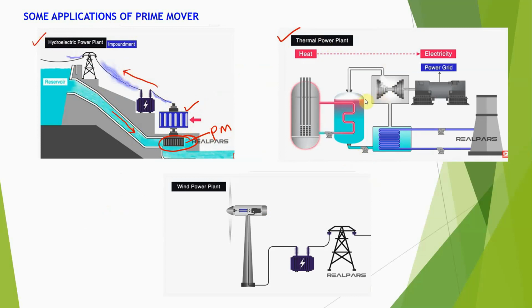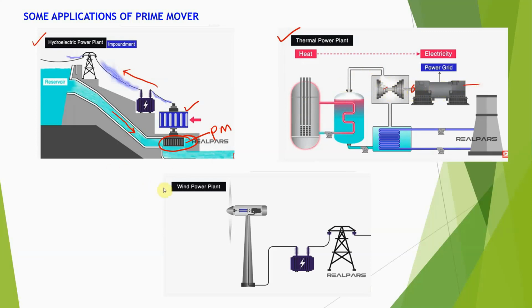Now, we also have a thermal power plant, right? We have the steam generated by the thermal power plant. Sometimes it can be natural steam in some part of the world. So it will go to the steam turbine. A steam turbine will rotate and it is coupled to the generator and it will produce electricity.